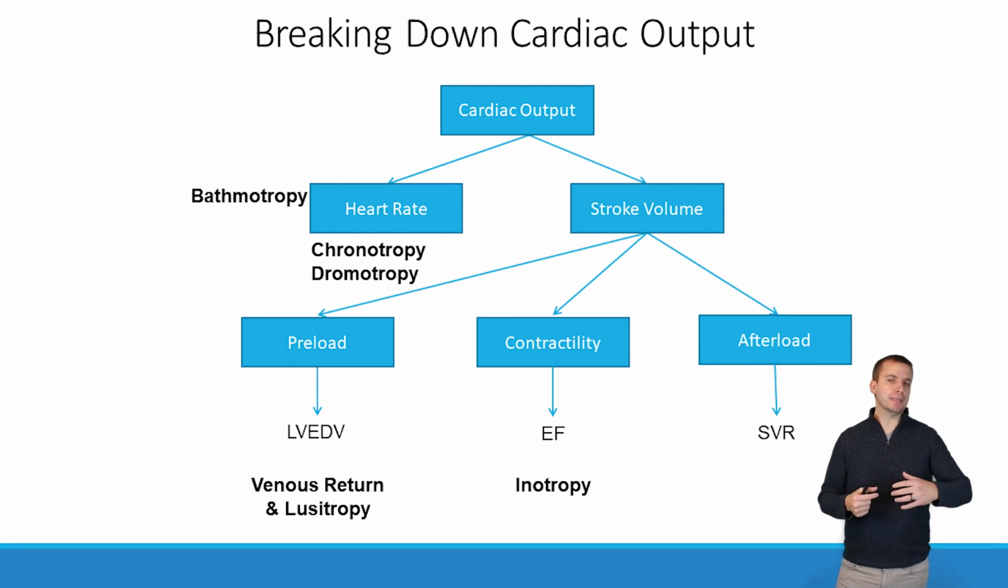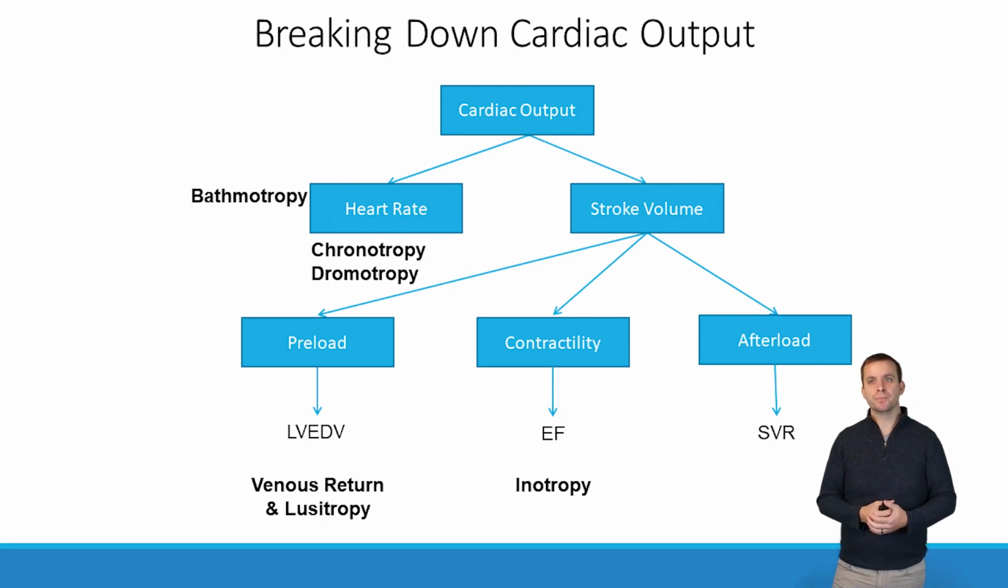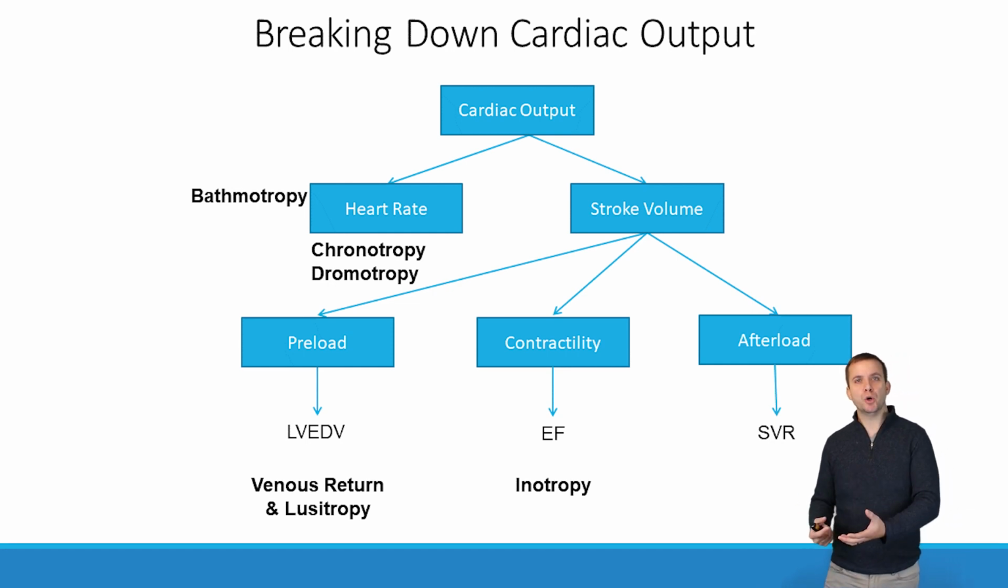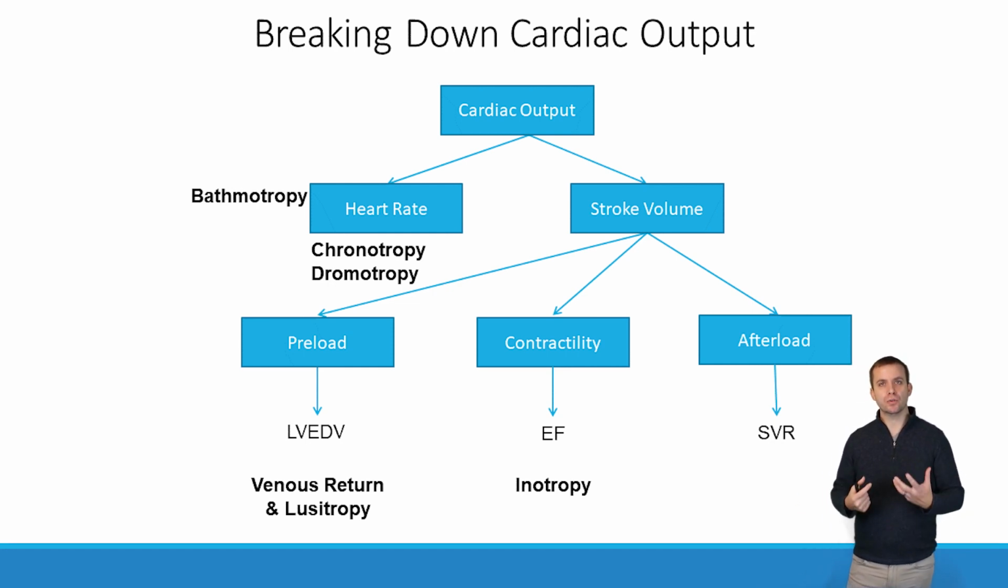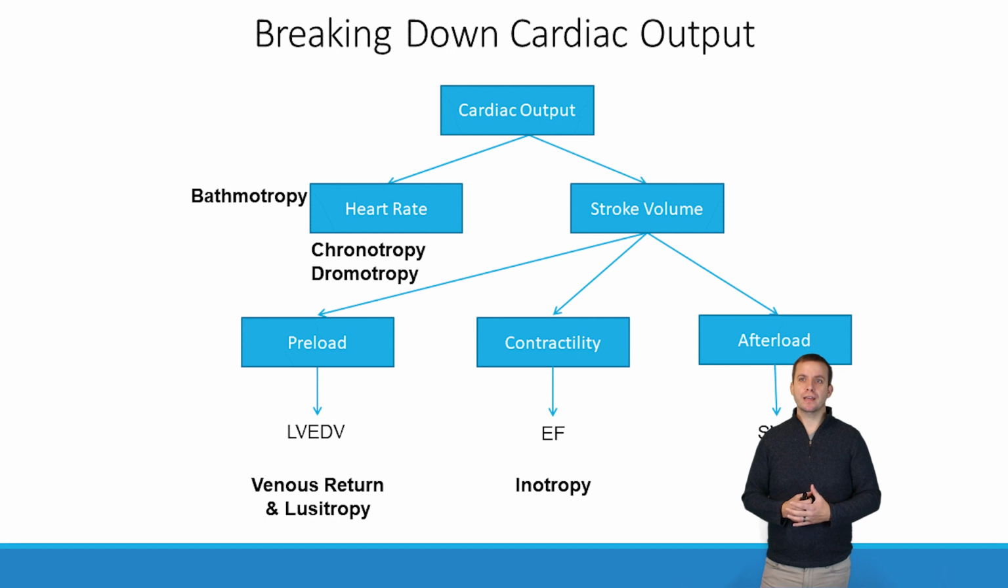If we say something like, oh, dopamine is arrhythmogenic, what we mean is that it's bathmotropic. It increases cardiac excitability. We already talked about lusitropy, which is cardiac relaxation, which is going to help out with preload. And then inotropy is the contraction or contractility of the heart, and that's going to deal with your contractility or EF. So these are the 5 tropies of the heart and how they relate to cardiac output.